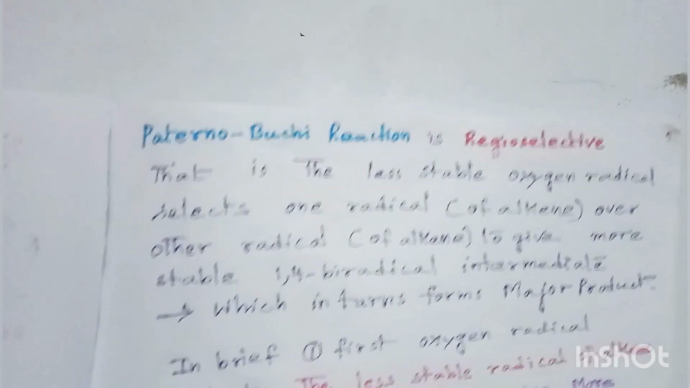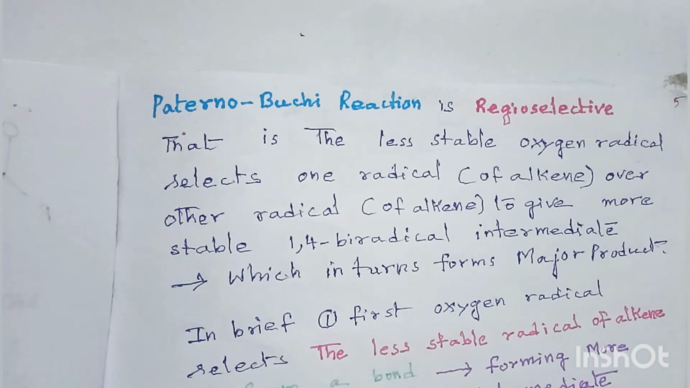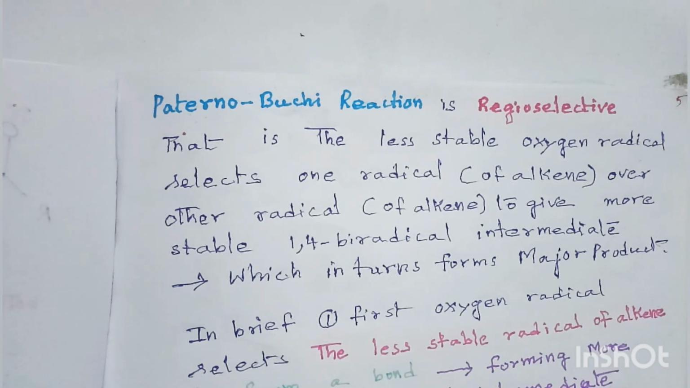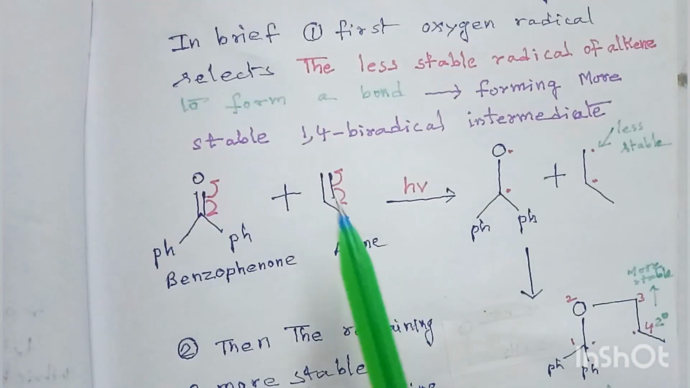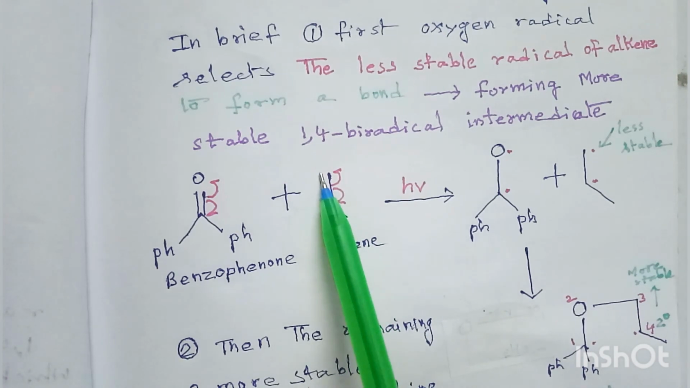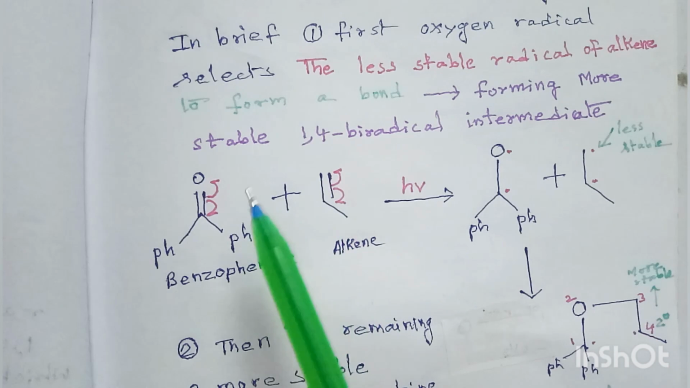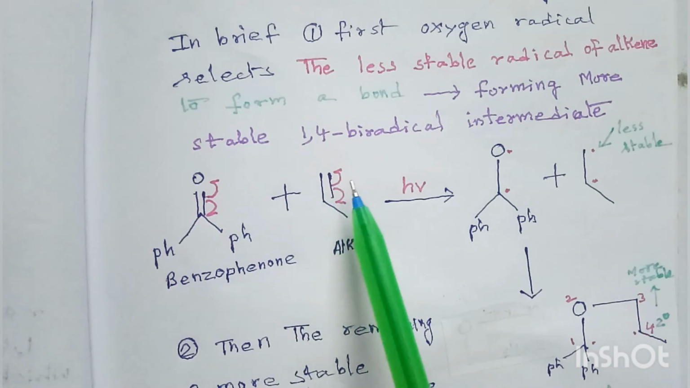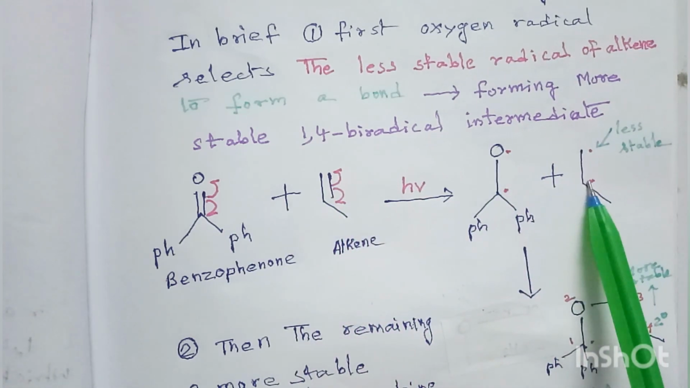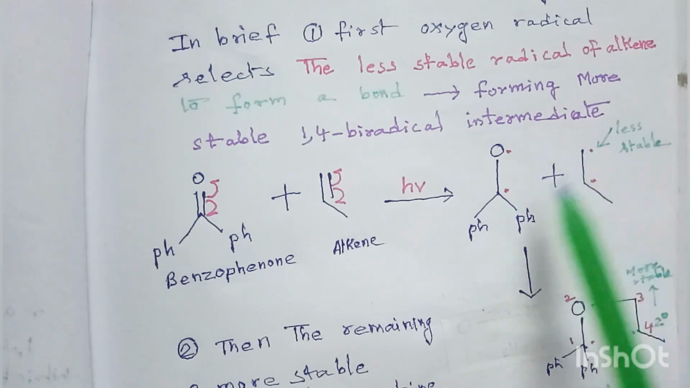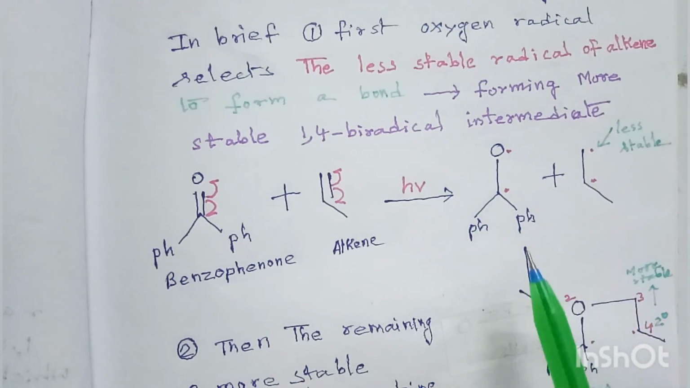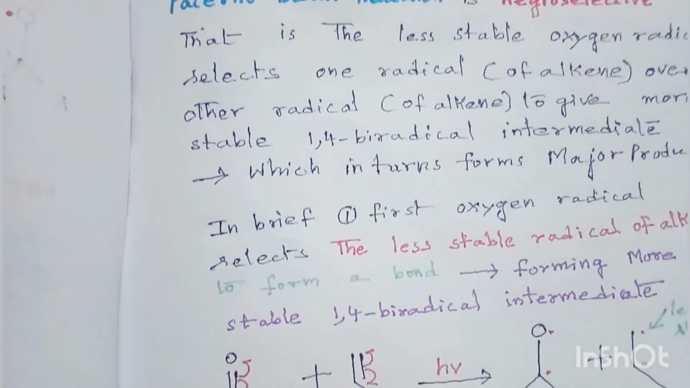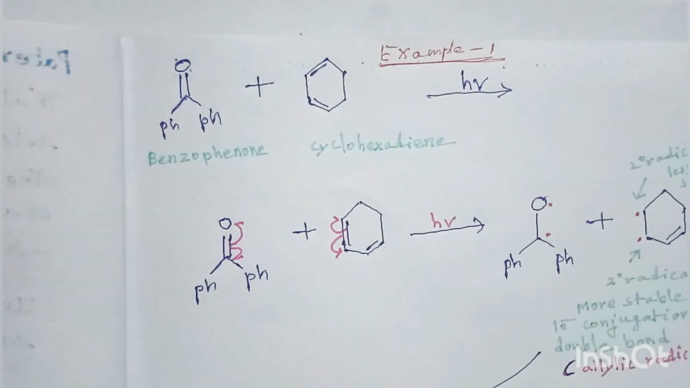So the Paterno-Buchi reaction is regioselective. That is, the oxygen radical will choose the less stable radical over the more stable radical to form the major product, or the oxygen radical will choose the more stable radical over the less stable radical to form the minor product. So this is the regioselectivity of the Paterno-Buchi reaction. Let us see some examples.